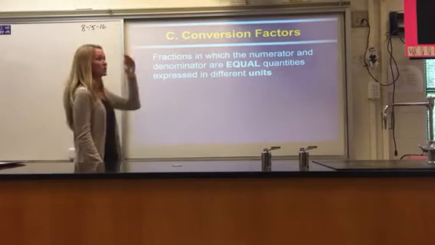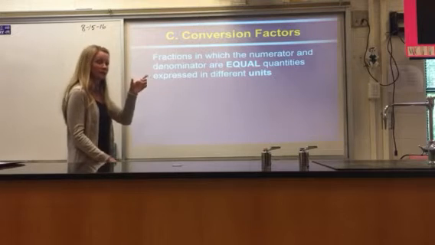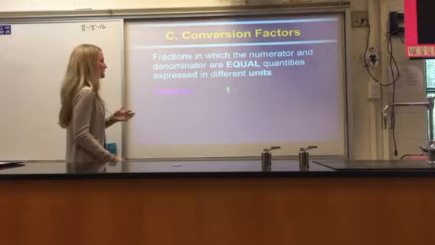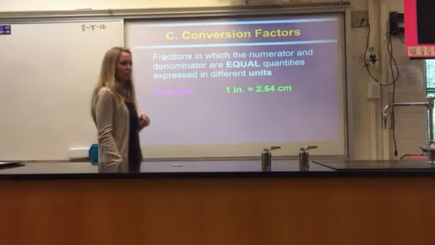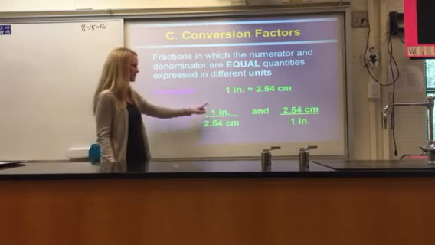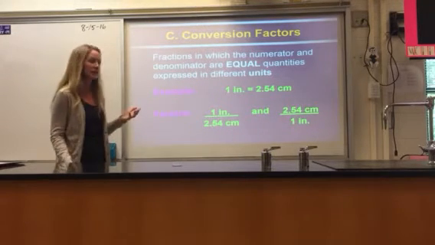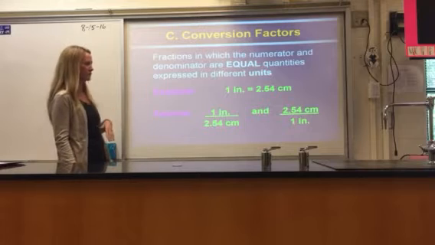Okay, what's a conversion factor? It is a fraction in which the numerator and denominator are actually equivalent quantities just expressed in different units. For example, 1 inch equals 2.54 centimeters. You could write it as 1 inch over 2.54 centimeters, or 2.54 centimeters over an inch, depending on which way you're trying to convert.